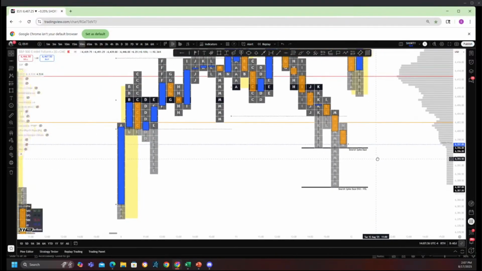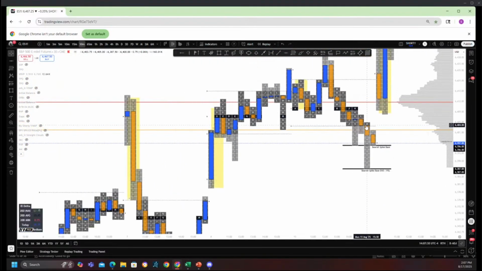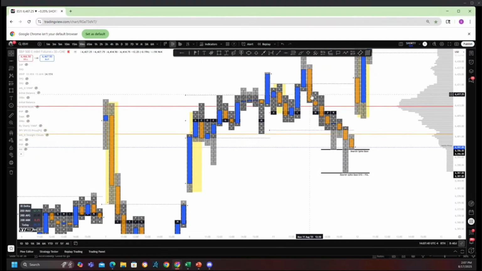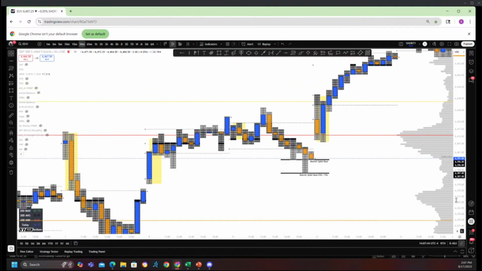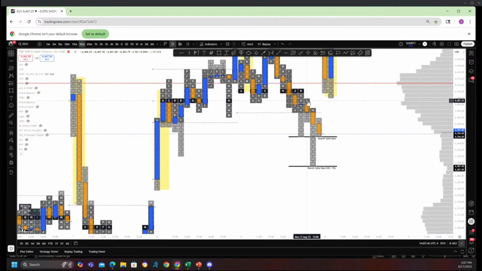So now we know the bears tried to do what with the price on this day? This was, I believe, Monday, right? What did the bears try to do? Bring it down. They tried to auction this price much lower, right?